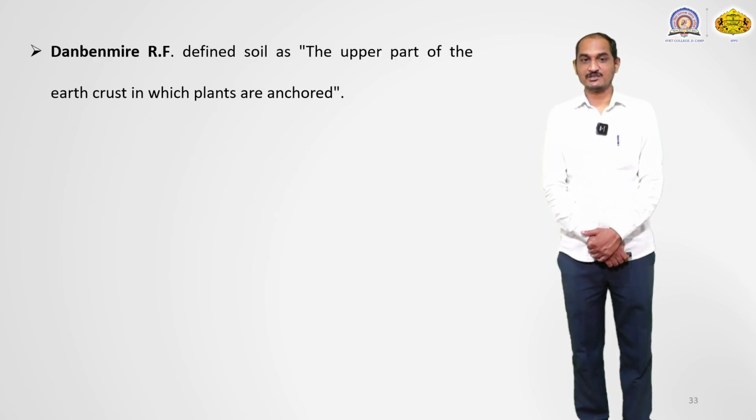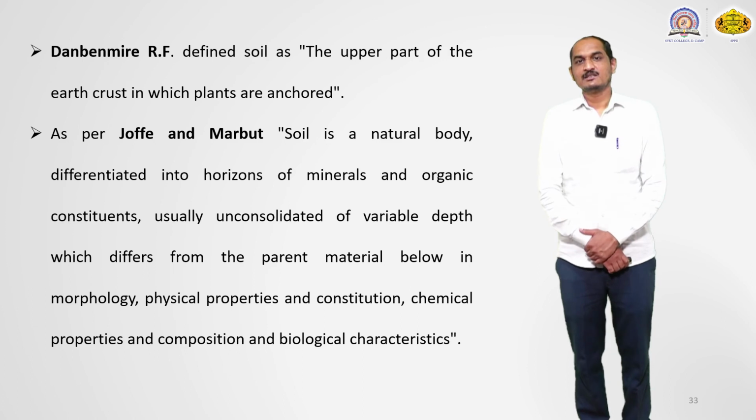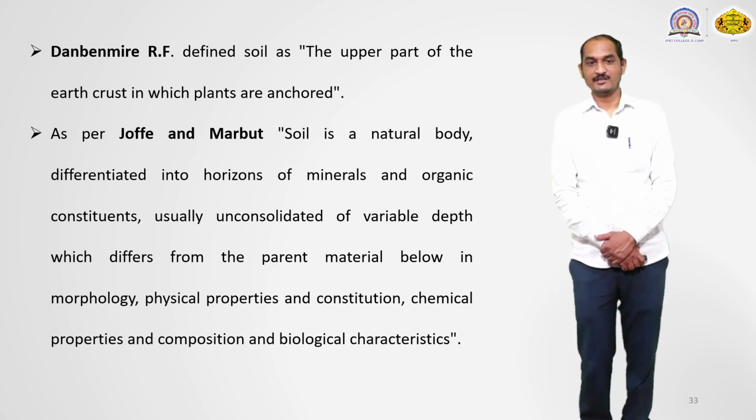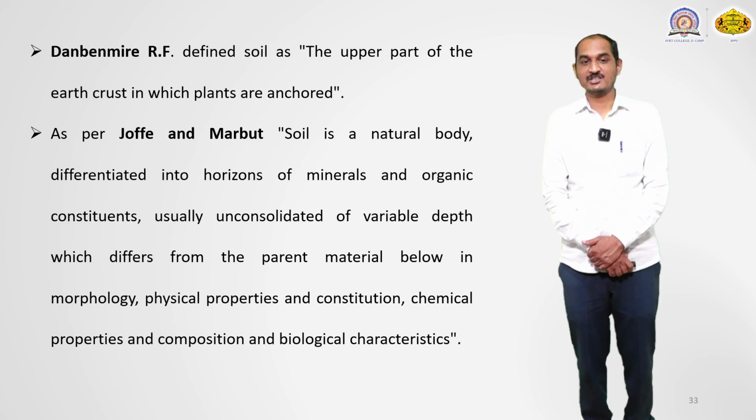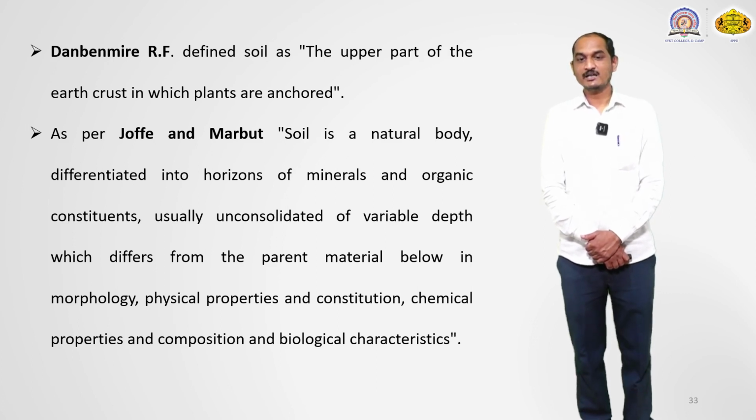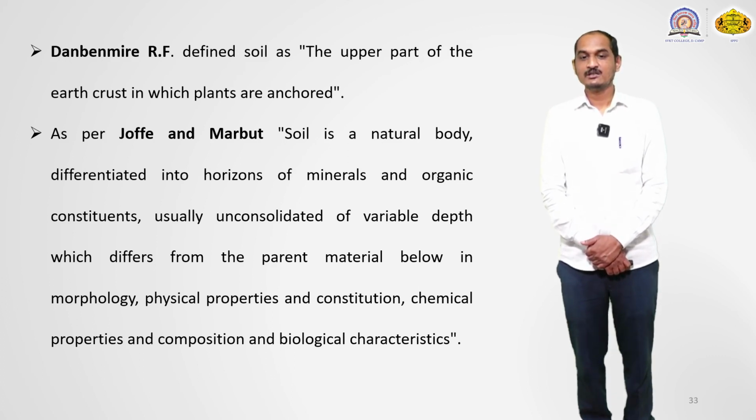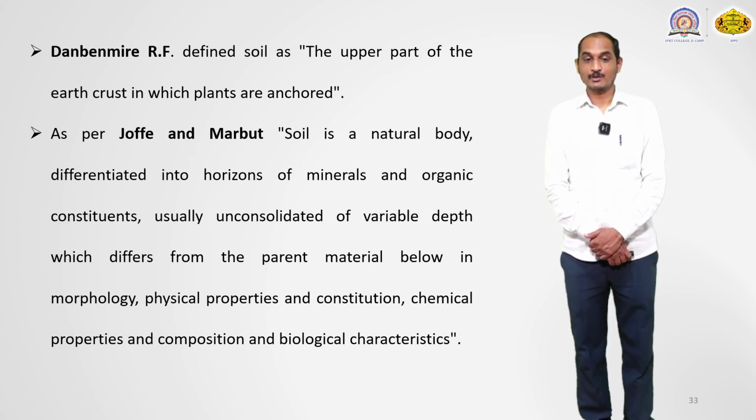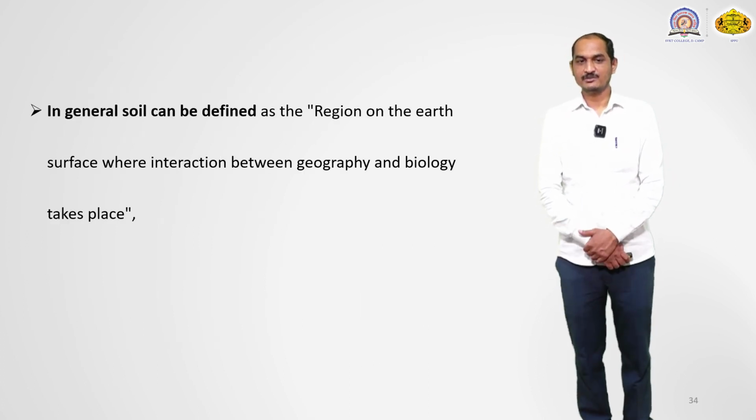Along with that, there is one more definition, by Dammer, who defines soil as the upper part of the earth crust in which plants are anchored. Another pedologist definition is by Joffe and Marbut, who define soil as a natural body differentiated into horizons of mineral and organic constituents, usually unconsolidated and of variable depth, which differs from the parent material in its morphology, physical properties and constituents, along with chemical properties, composition and biological characteristics. These are the different definitions of soil.